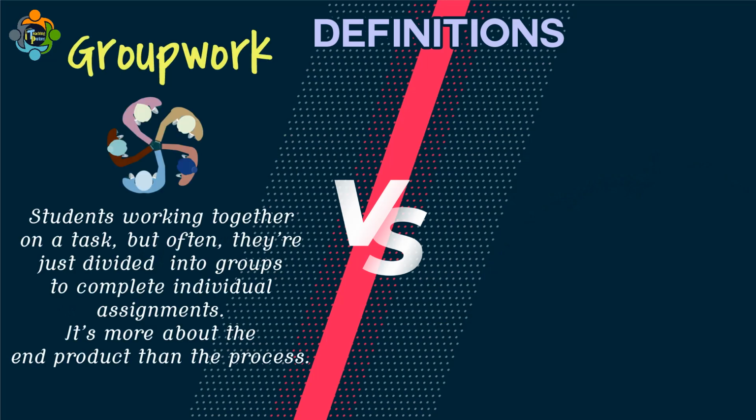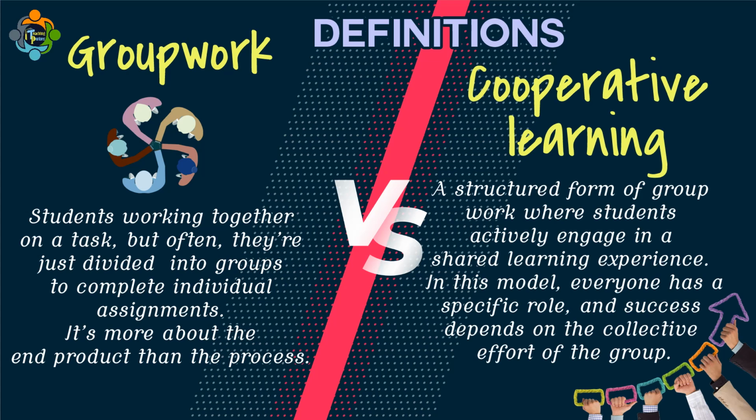Group work typically involves students working together on a task, but often they are just divided into groups to complete individual assignments. It's more about the end product than the process. On the other hand, cooperative learning is a structured form of group work where students actively engage in a shared learning experience. In this model, everyone has a specific role, and success depends on the collective effort of the group.